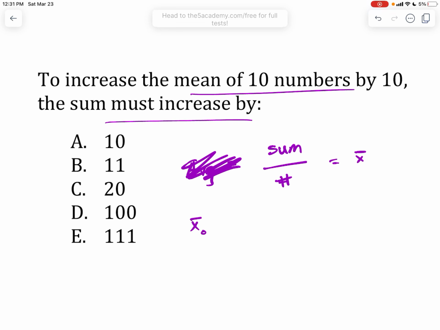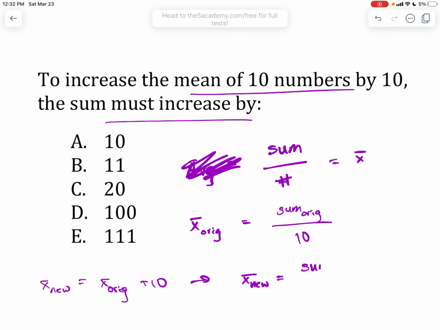So the original x bar, I'll call it original, is equal to those 10 numbers, the sum original, divided by 10. Now, my x bar new is going to be x bar original plus 10, right? I want this new average to be 10 greater. That's why I added 10 here. So x bar new is going to be sum original over 10, which is just x bar original plus 10.